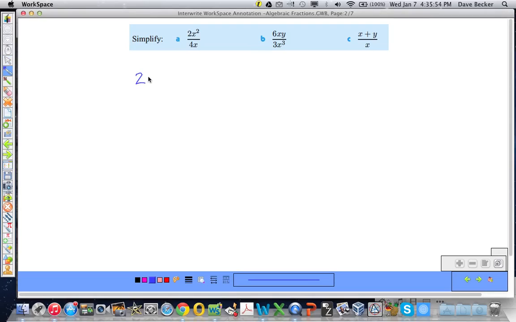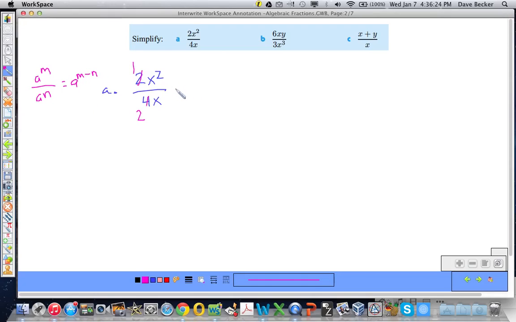So 2x squared over 4x, this is letter A, and that is equal to, we'll go in pink here, of course the 2 and the 4 cancel. And anytime I have a fraction, a to the m over a to the n, that is equal to a to the m minus n. Let me do that, okay?